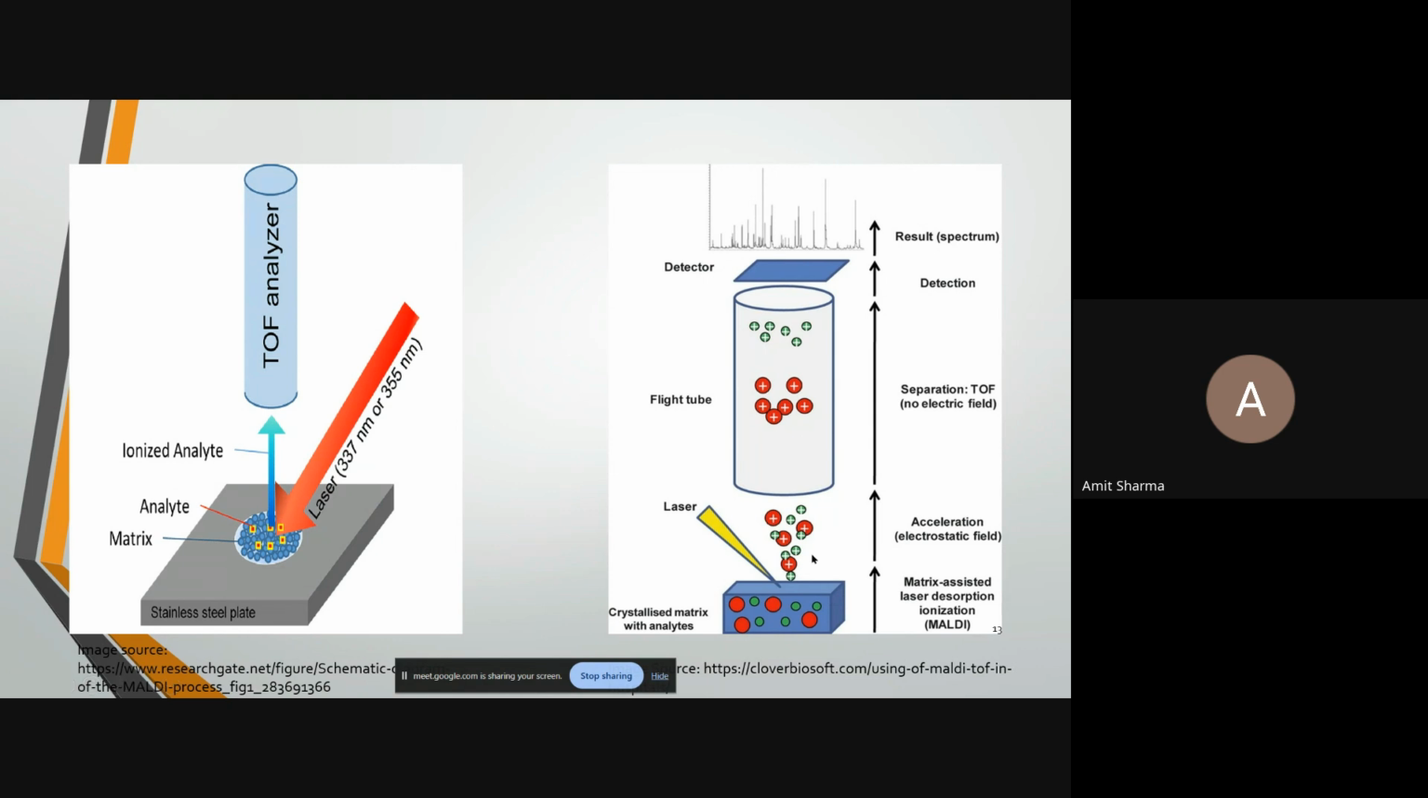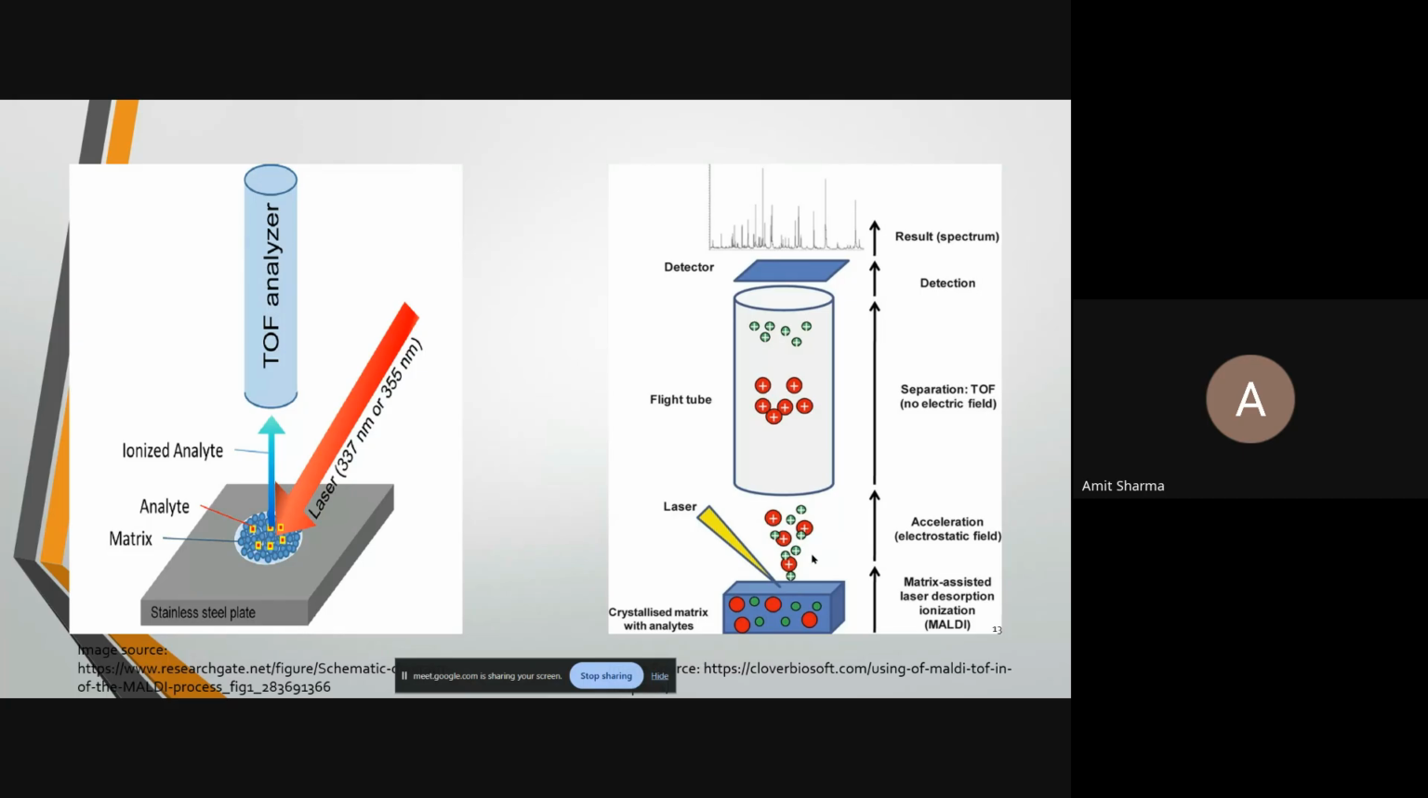And now the third and last process of MALDI, which is mass analysis. At this stage, the ionized molecules are accelerated by the electrostatic field and analyzed by a mass analyzer, which is most commonly a time of flight detector for MALDI. It measures the mass to charge ratio of ions, and using this, it gives us precise information about the molecular weight of the sample.